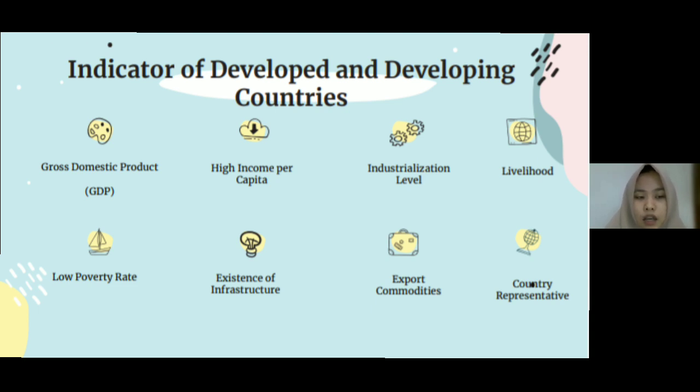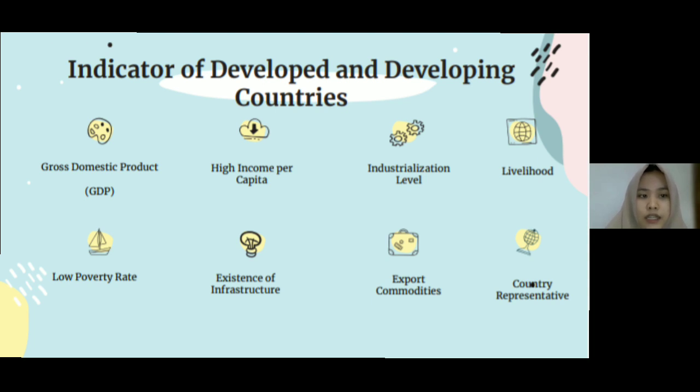And the second is high income per capita. Although income is not a measure of the country's prosperity, in practice, per capita state income is a guarantor that poverty in the country is low. In line with that, high per capita income allows people to have relatively large income, and therefore, sometimes this conclusion makes a country which has a high income per capita be categorized as a developed country and successful in providing welfare to its people. On the other hand, countries with low per capita income will be categorized as developing countries.